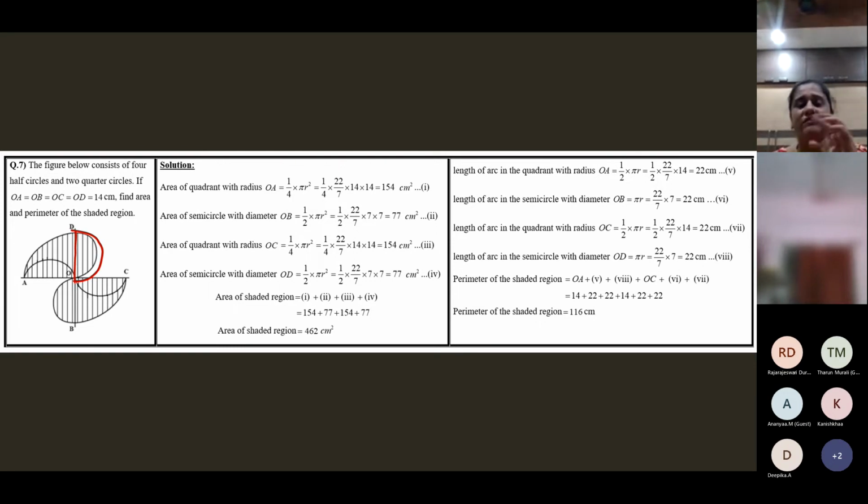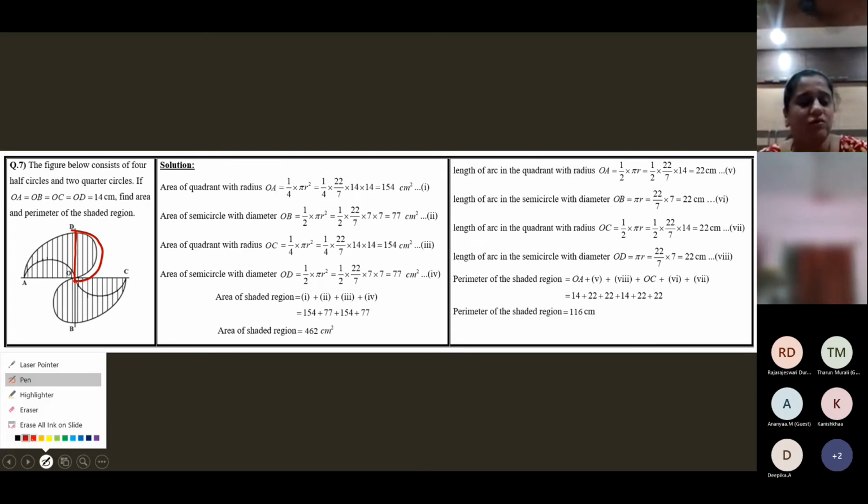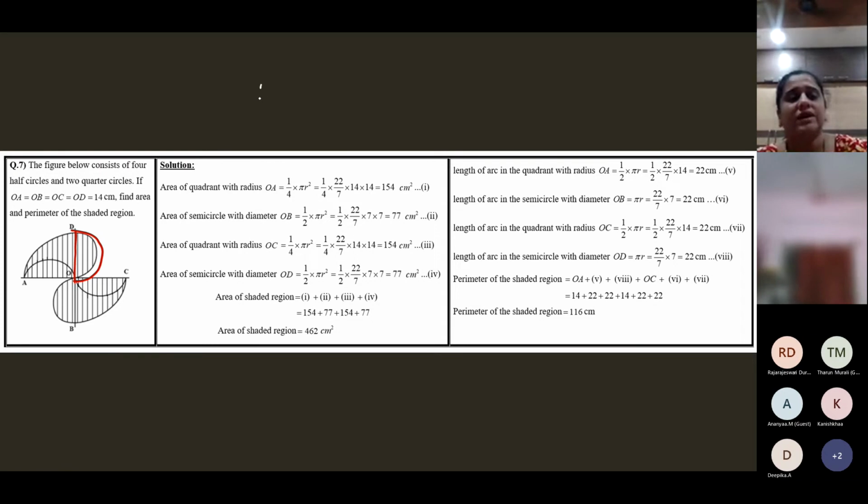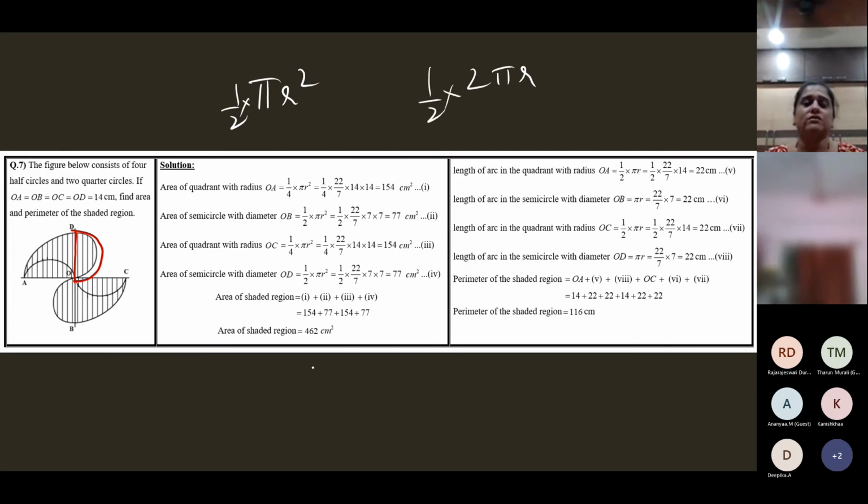Quadrant means whatever is the formula, 1 by 4 into that. See, we have only two things for a circle. What we have? Area, which is pi r square, and circumference, which is 2 pi r. If you're finding the area of a semicircle, 1 by 2 into pi r square. If you're finding the length of the arc in the semicircle, it is 1 by 2 into 2 pi r. It's half of 2 pi r.